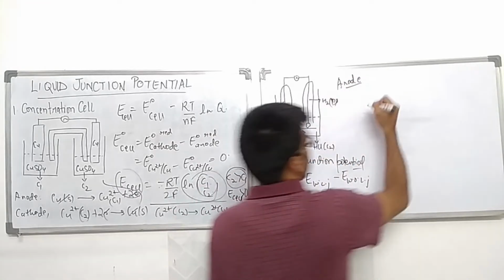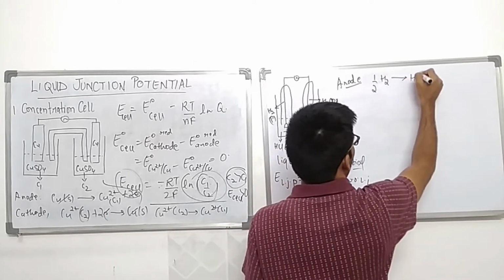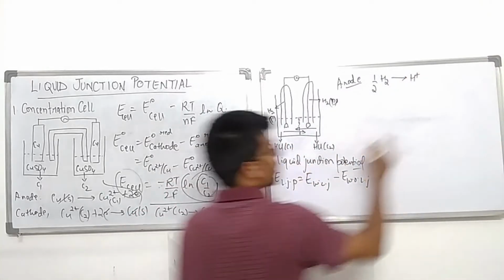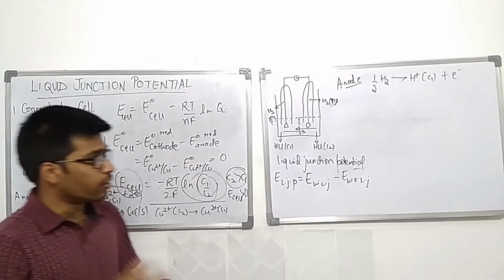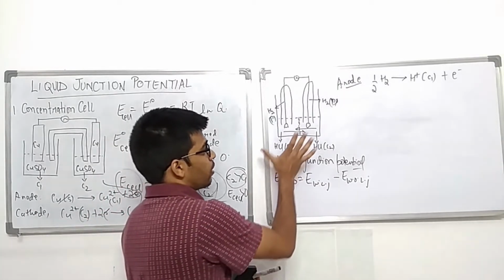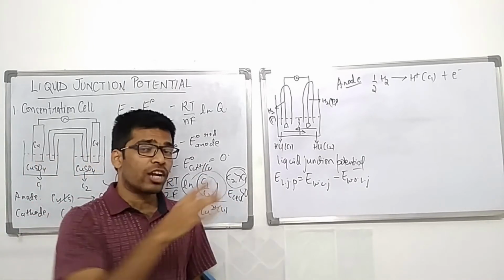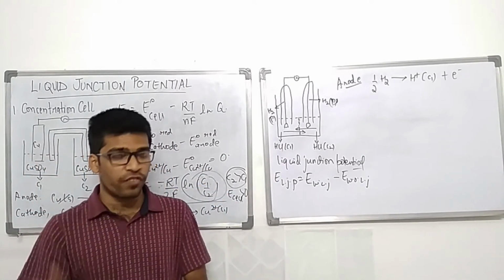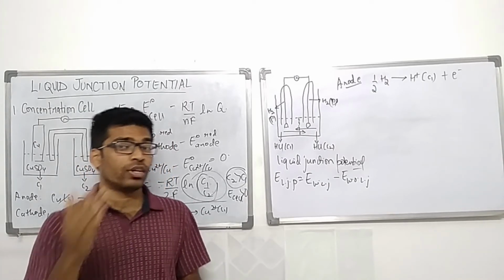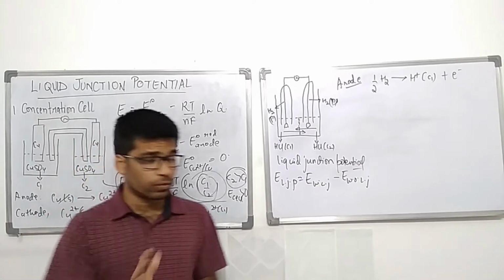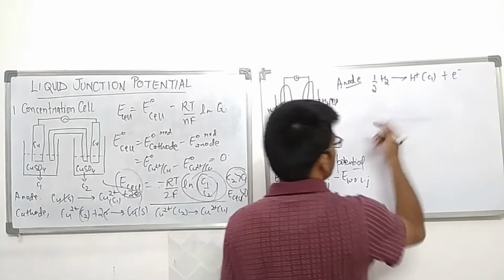Okay, so in the anode half cell, oxidation of H2 occurs to give H plus, which has a concentration C1, and I get an electron. Now there are two things to be discussed here: the liquid junction potential for this kind of a cell can be found out in two different ways, depending on the kind of ion which you are focusing on. It can be with respect to the cation, it can be with respect to the anion. We'll see both, and we'll also compare the differences in the formula so that we can remember it. Okay, now this is the anode.